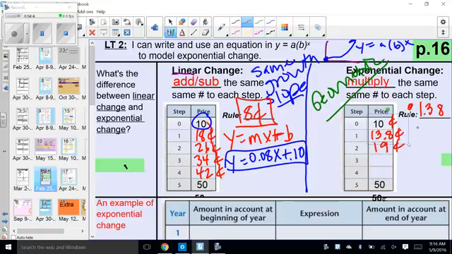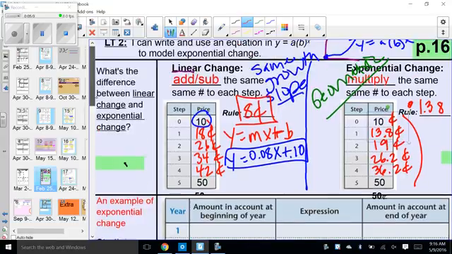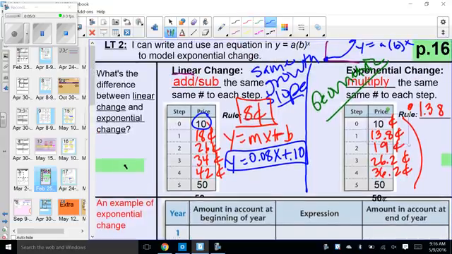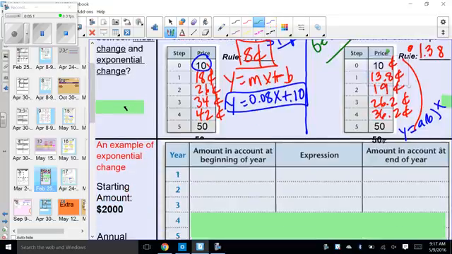Just rounding through that, we're going to go ahead and round to make our life easier. Multiply by 1.38 again gives us 26.2 cents. Multiply by 1.38 again gives us 36.2 cents. Multiply by 1.38 again gives us 50 cents. So our pattern all the way through is to multiply by 1.38 as our growth. So our equation this time would be y equals a times b to the x. A is our beginning amount, and our beginning amount is 10 cents.